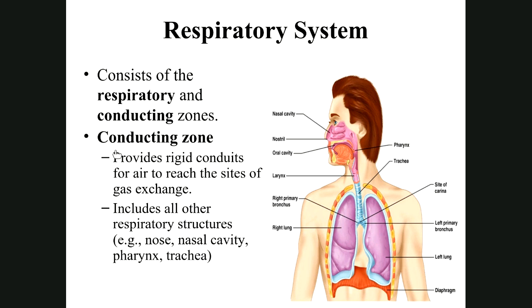The parts of the conducting system are the nose, nasal cavity, pharynx, and the trachea. Which are they? This is the nose here. Next, behind the nose, this part is the nasal cavity, and here the lower part is the pharynx, and then this is the trachea. So these are the parts of the conducting system.